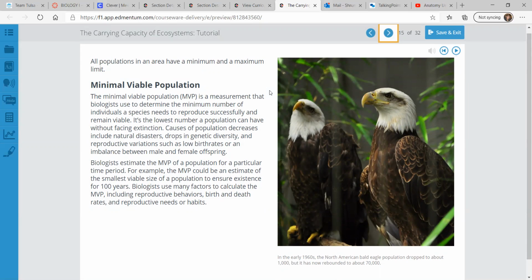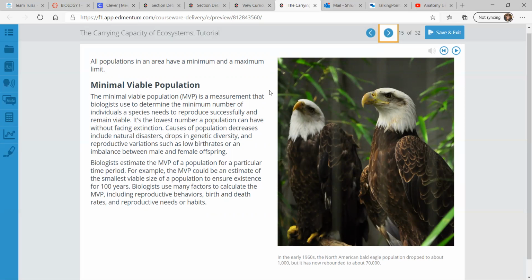Now, excuse me. All populations in an area have a minimum and a maximum limit. So there's usually a range of a population being able to live in a certain area. The minimal viable population is a measurement that biologists use to determine the minimum number of individuals a species needs to reproduce successfully and remain viable. It's the lowest number a population can have without facing extinction.